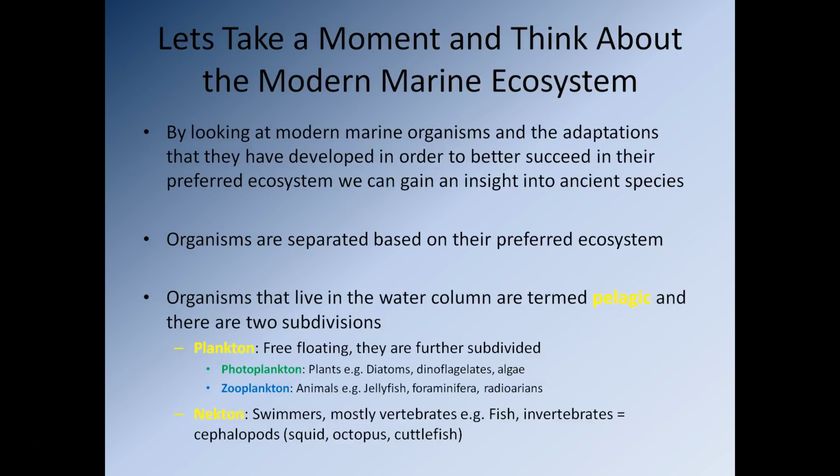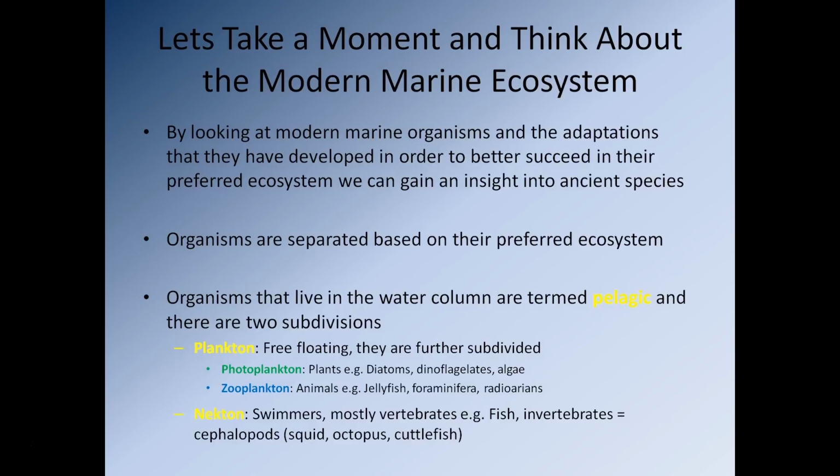So to begin with, organisms are separated based on their preferred ecosystem. Organisms that live in the water column, so they're swimming around actually in the water, are termed pelagic. Pelagic organisms are subdivided into two groups. There are the planktonic organisms, and those are organisms that are free-floating. So they're just floating around in the water. They don't really have their own capacity for propulsion. They move around wherever the currents take them.